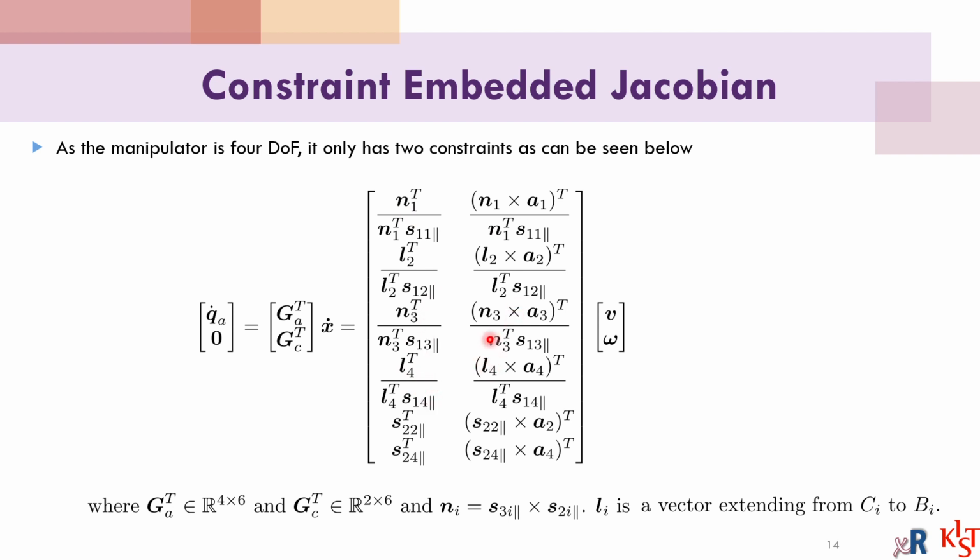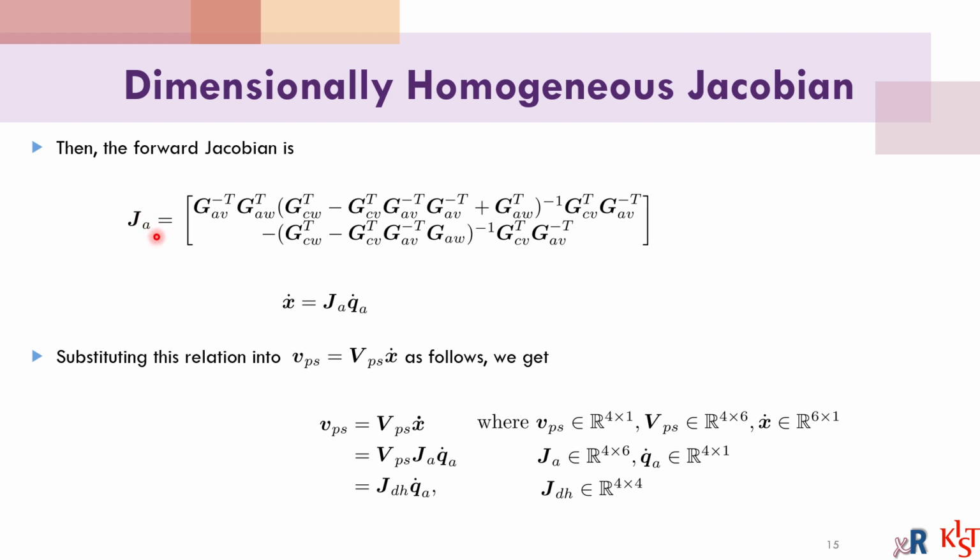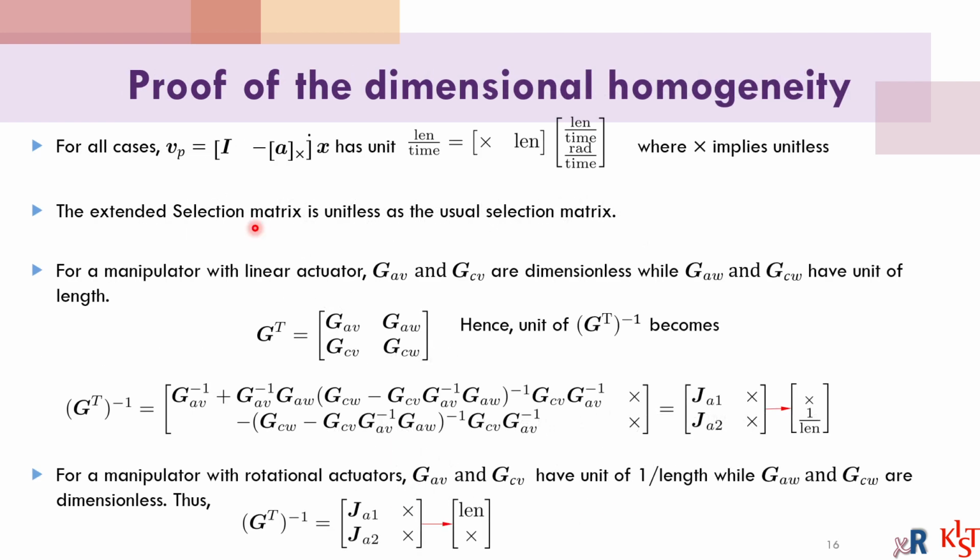The first 4 terms are the motion Jacobian, while the last 2 terms are constraints. And here is the forward Jacobian that relates task velocity to the actuator joint velocity. Substituting this relation, we get the nominal velocity relation with the Cartesian velocity, and then eventually, by substituting this forward relation into this nominal velocity equation, we get the dimensionally homogeneous Jacobian, which is 4 by 4.